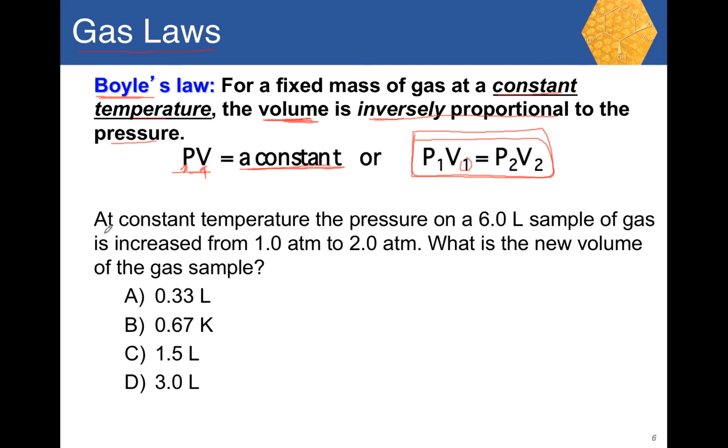So here's a question that you may get on your quiz or on your test. We have, at constant temperature, so you can see this is really Boyle's law, the pressure of a sample of gas, which is 6 liters, is increased from one atmosphere, notice atmosphere, to 2 atmospheres. So this is the initial condition, or one, and this is the final pressure, or two. And here is the initial volume, and we just need to find the final volume.